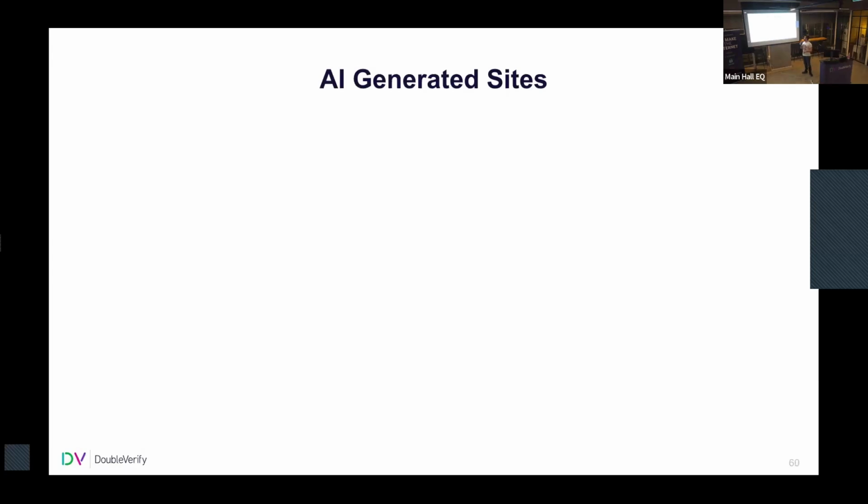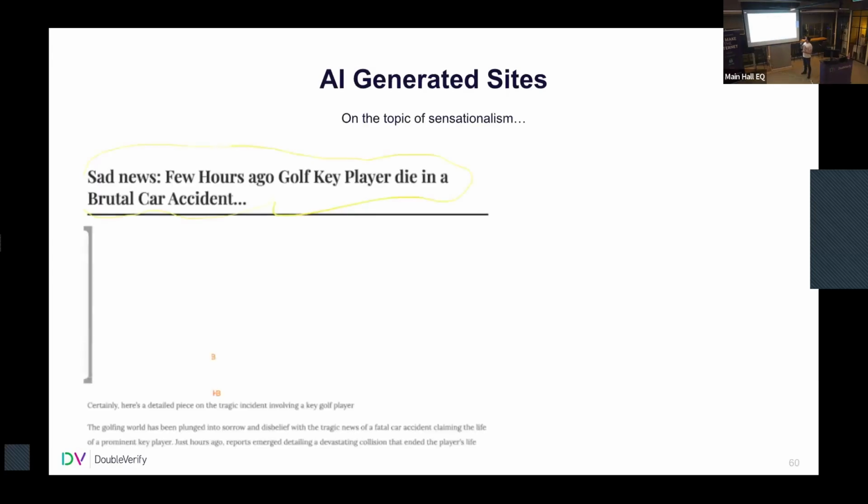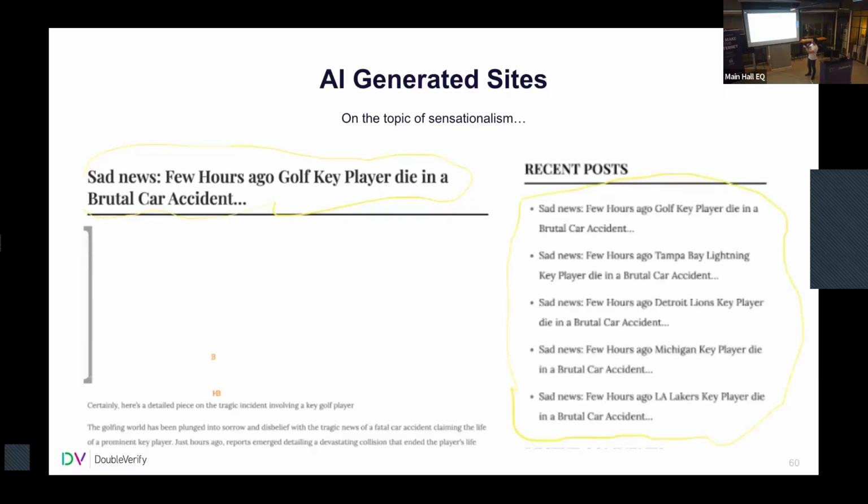So what are some other signs that we can look at? On the topic of sensationalism, right? This site is absolute gold. So you can see that the headline itself, a few hours ago, "golf key player die in a brutal car accident." Ignoring the grammatical misgivings of this particular headline and the generic nature of it. Notice, by the way, here they even left in the beginning of the prompt, "certainly, here's a detailed piece, blah, blah, blah." But indeed, looking at the site, moreover, you'll see that all the articles are of the same nature. This is a dead giveaway, right? These are the kind of things that give us confidence in our model.